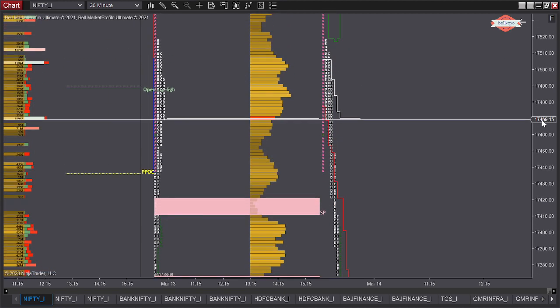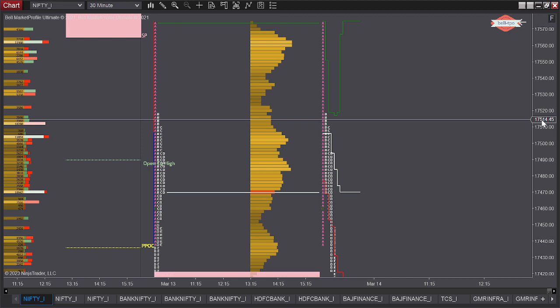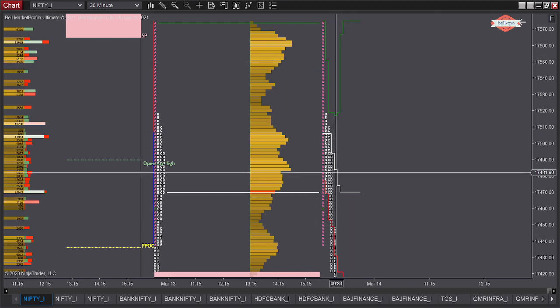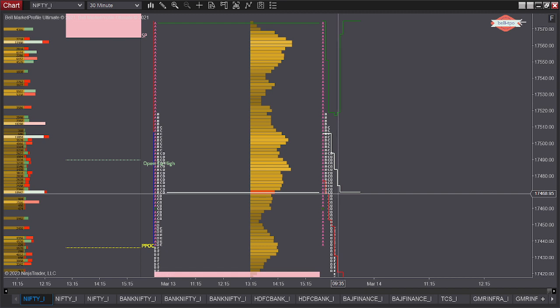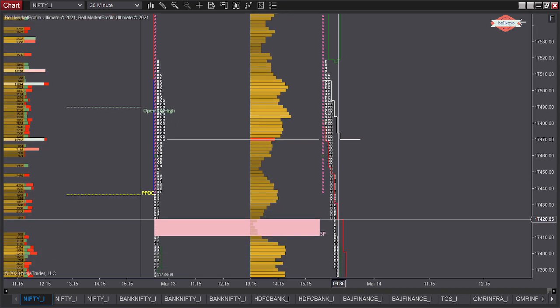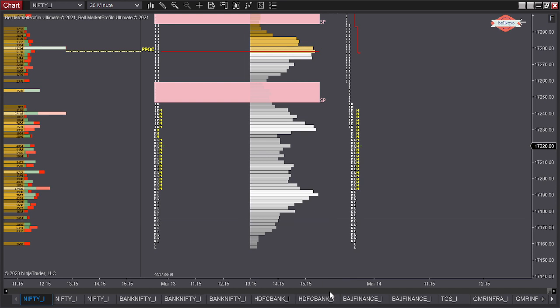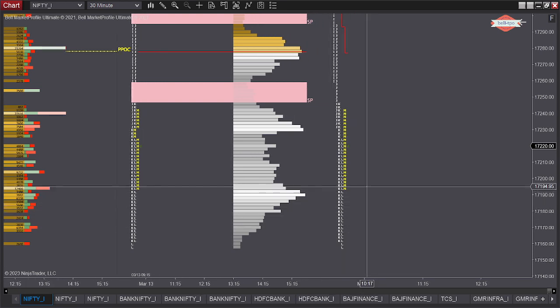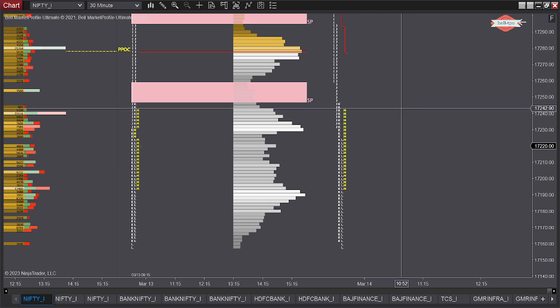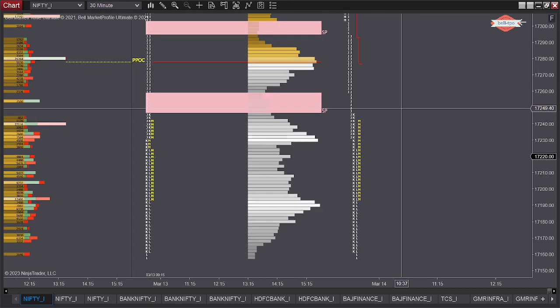The first session that runs from 9:15 to 9:44 is known as session A. Then the session from 9:45 till 10:15 is known as session B. Then 10:15 to 10:45 is session C, and so on. Every 30 minutes is represented by an alphabet, from A to M. The M session is for 15 minutes, from 3:15 to 3:30, when the market closes. This is how the sessions are laid out in the market profile.